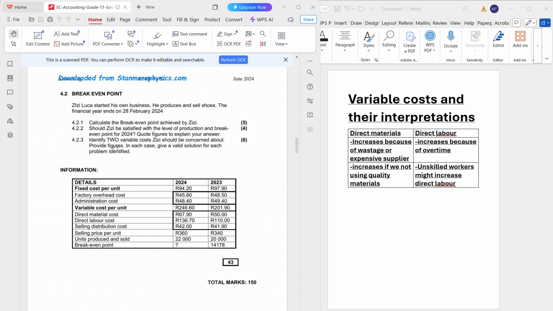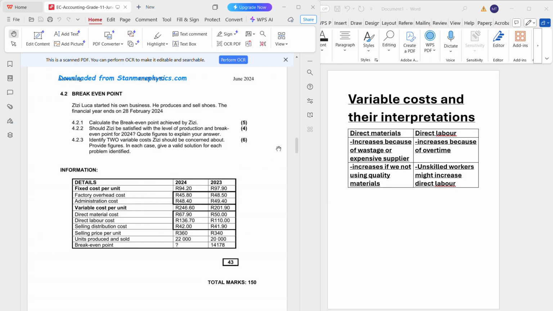So the question says identify two variable costs ZZ should be concerned about. To be concerned, we want variable costs that are more expensive than before, that have increased. Always when they ask you about the concern or the satisfaction regarding the variable costs, or maybe fixed cost per unit, you must check if there is an increase or a decrease, to be able to make your final conclusions.